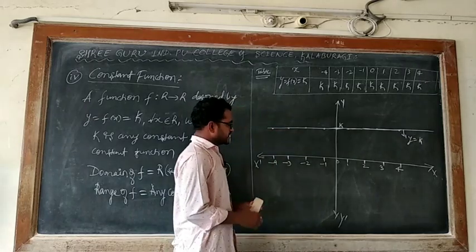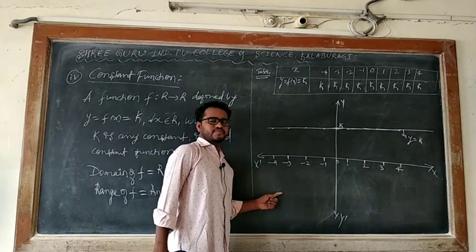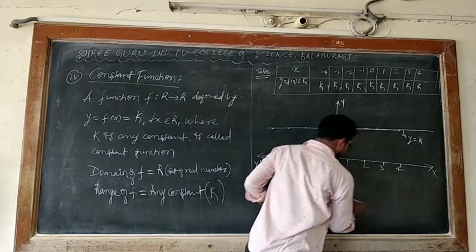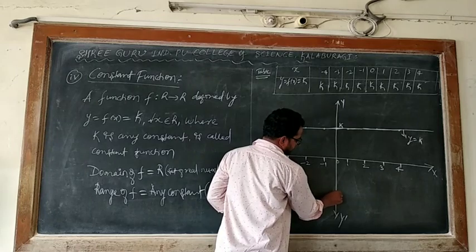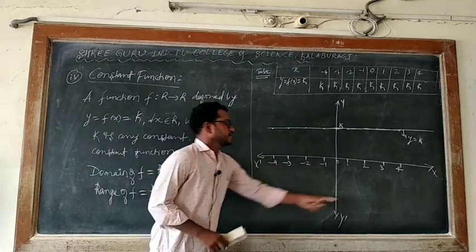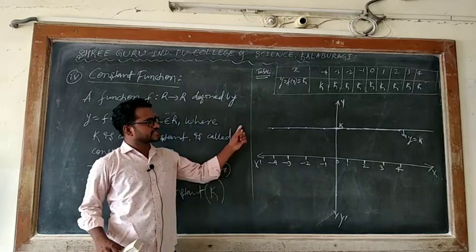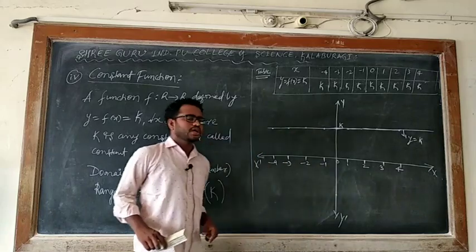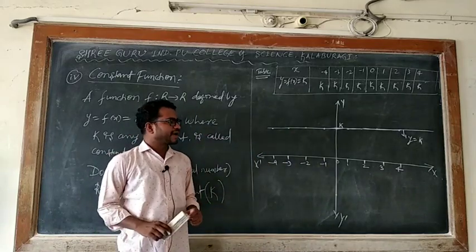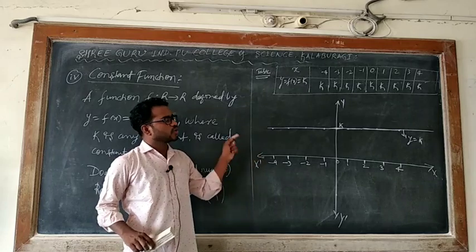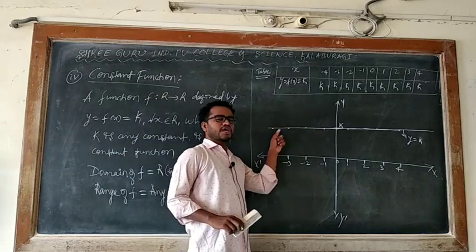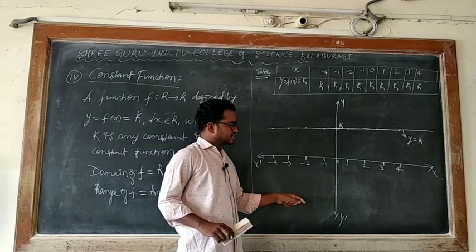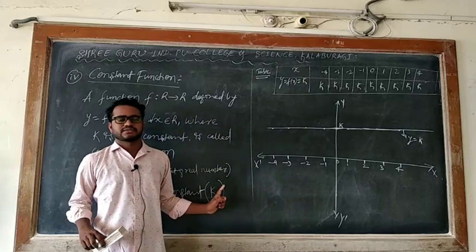Any constant. If it is a negative constant, you will get the line below. If you take minus k, you will get minus values. Plus k is above the origin. Minus k is below the origin, so you will get another line parallel to x-axis below the origin. This line is above the origin because k is a positive constant. If it is a negative constant, you will get it below, meaning minus k.